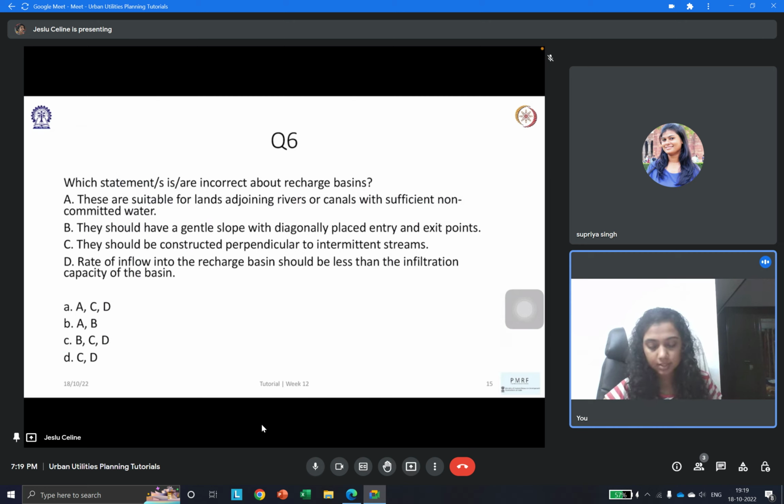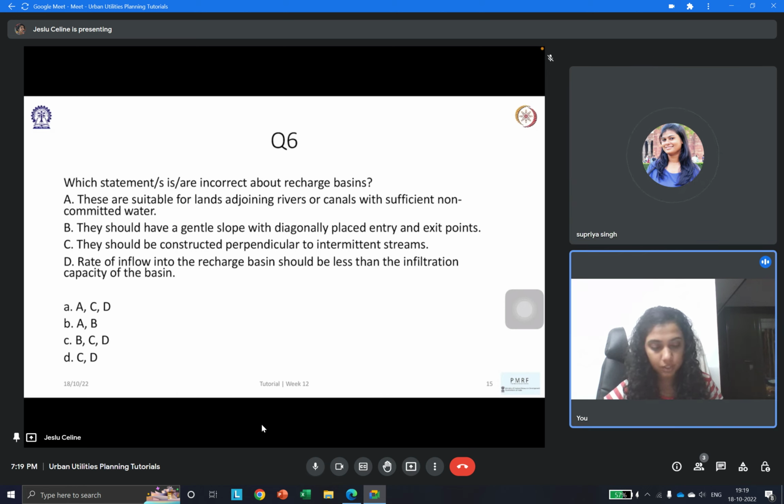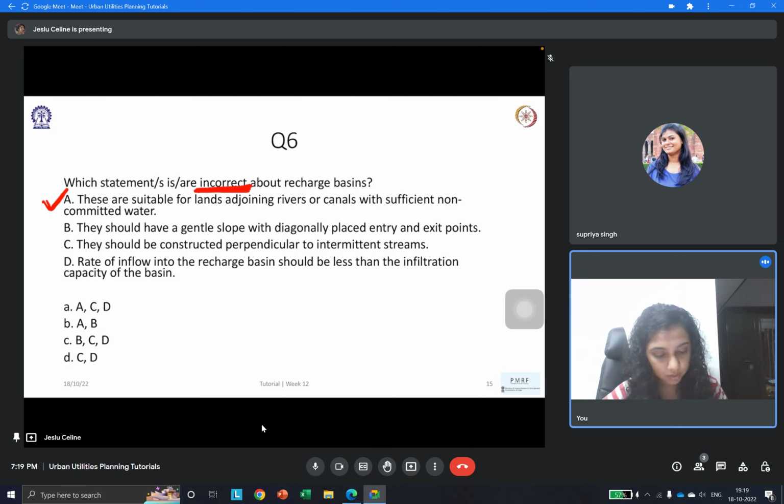Question six asks which statements are correct about recharge basins. Let's go option by option. The first one is not correct. Recharge basins are not suitable for lands adjoining rivers or canals with sufficient non-committed water. We are talking about incorrect statements. No, this is the incorrect statement: these are suitable for lands adjoining rivers or canals with sufficient non-committed water. You're saying it is not suitable.